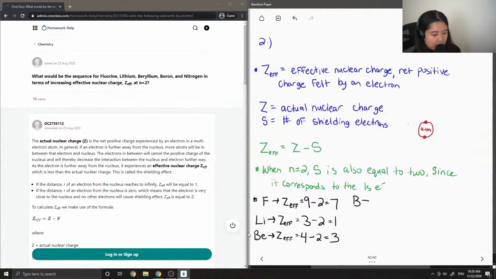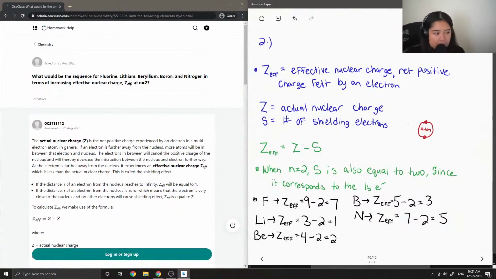And then for boron, it is 5 minus 2, which is, oh, why did I say 4 minus 2 is 3? 4 minus 2 is 2. 5 minus 2 is 3. And then lastly, for nitrogen, it is 7 minus 2, which is 5.